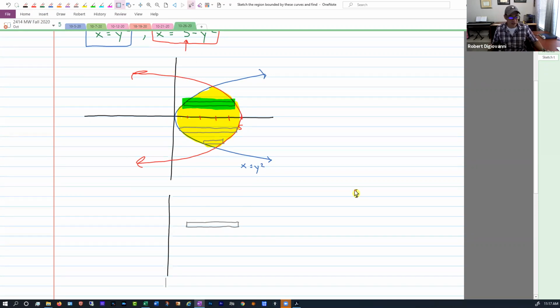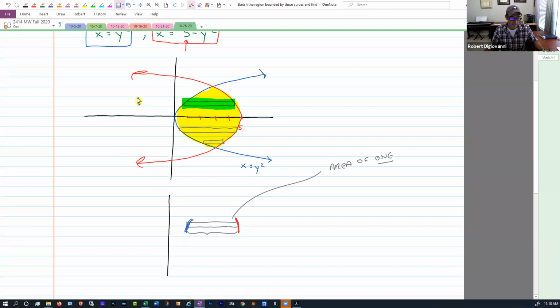Now, if I want to talk about the area of that one piece, what's the area of one of these rectangles? Well, I need to know this distance right here. I need to know how wide that is. What we know though is that this red curve controls the right end of that rectangle, and the blue curve controls the left end, right?